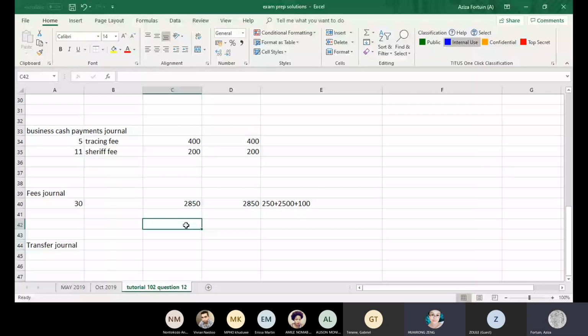We minus the tracing fee, share fee, fees for receiving instruction, collection fee, and yeah, we getting... wait, something isn't right here.